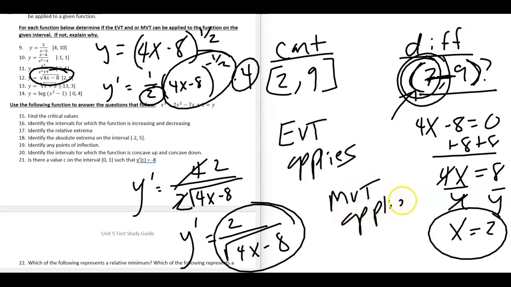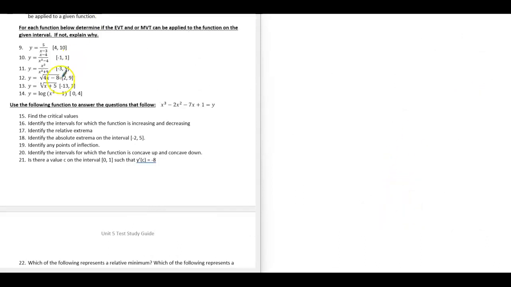You guys are thinking, well, okay, so it looks like Mr. Bailey's just going to give us a whole bunch of questions where both of them apply. No, that's not true. I just happened to pick these kinds because I wanted to show you various things that come up along the way. So actually, number 13, I think we're going to find that one of them does not apply. Let's go ahead and see which one that is. So our first question here is, does the MVT apply? Well, let's see. This is a cube root function.